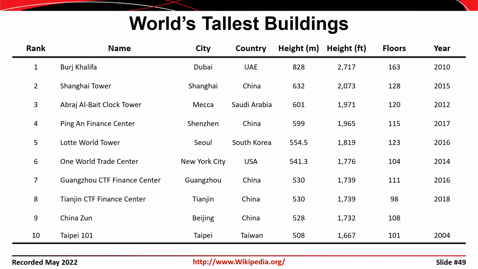The slide shows a list of the world's 10 tallest buildings as of May of this year. I got this off of Wikipedia, so take it for what it's worth, but it's probably pretty good. So the world's tallest building is in Dubai right now. The building has a height of 2,700 feet. Bear in mind that there are 5,280 feet in a mile, so this building is roughly half a mile high. It has 163 floors, and it was completed in 2010.